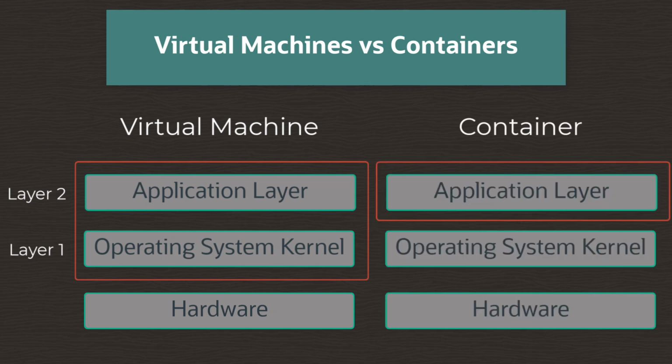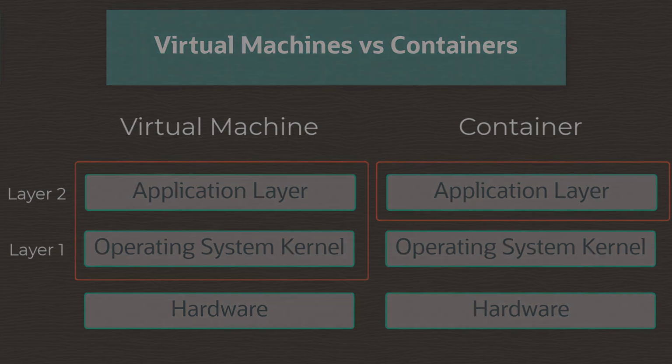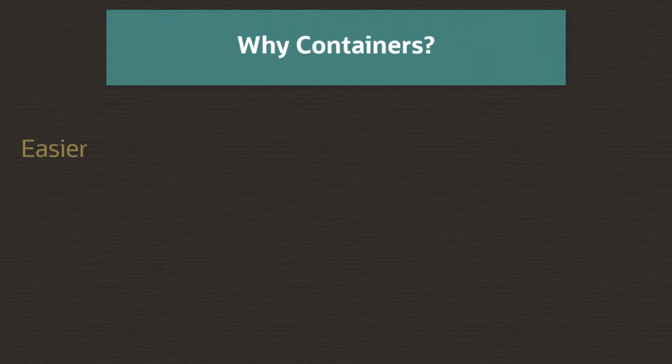So, a virtual machine is much larger than a container because it has to package both Layer 1 and Layer 2 together with any dependencies and the application, unlike a container which requires only Layer 2 to be packaged along with the application. This difference means that containers start much faster than virtual machines because there is no need to start an underlying operating system. On the other hand, with virtual machines, it is possible to run any operating system on top of any other operating system. So, why are containers so popular these days?